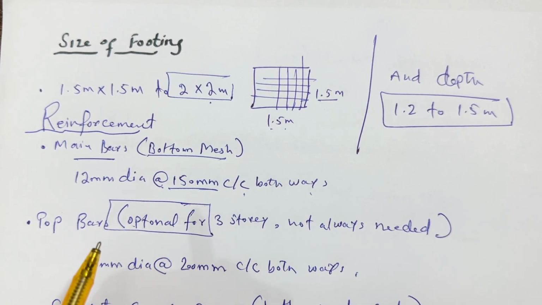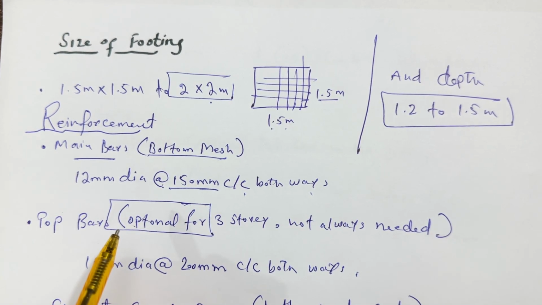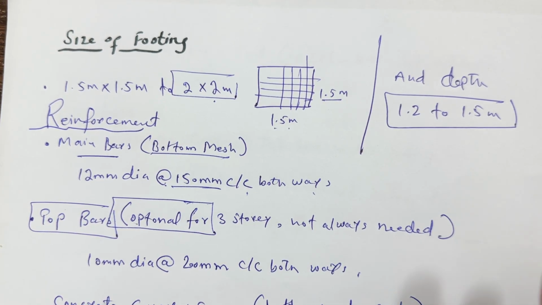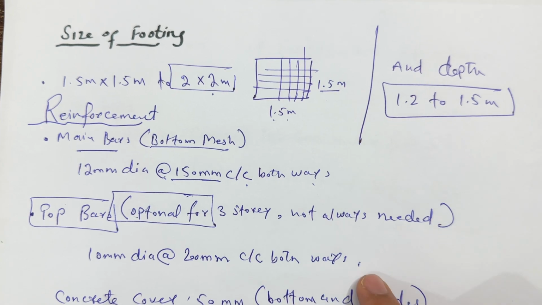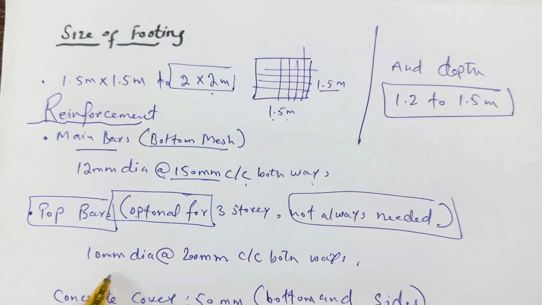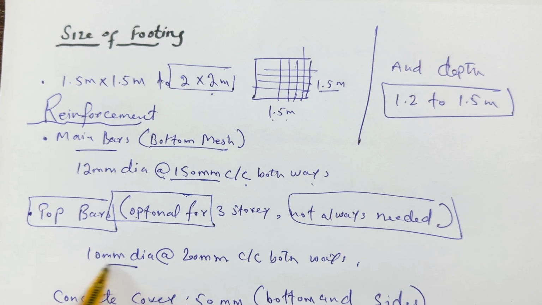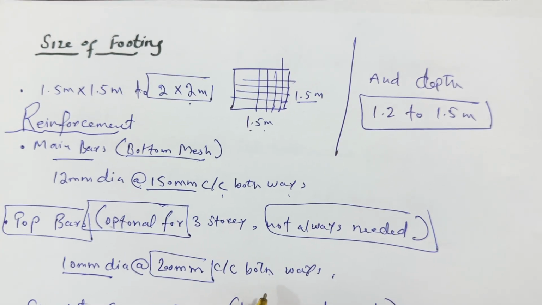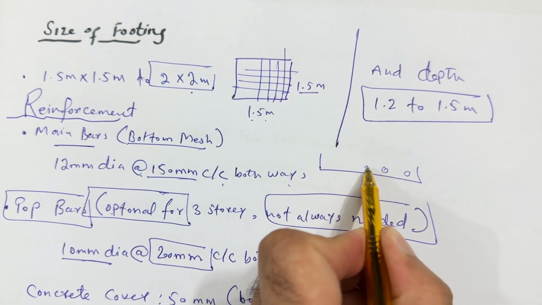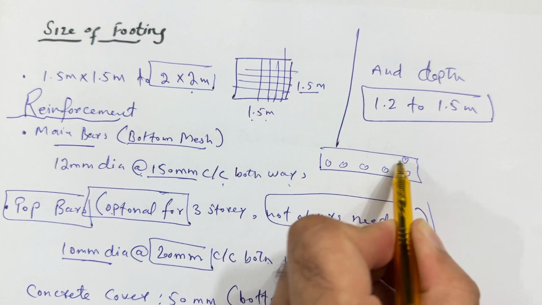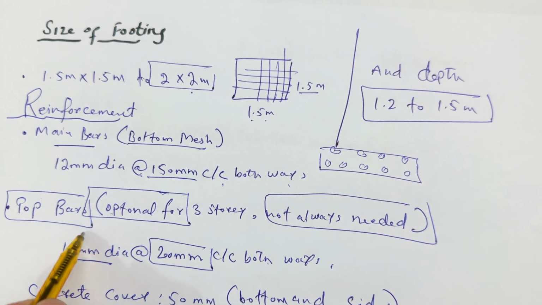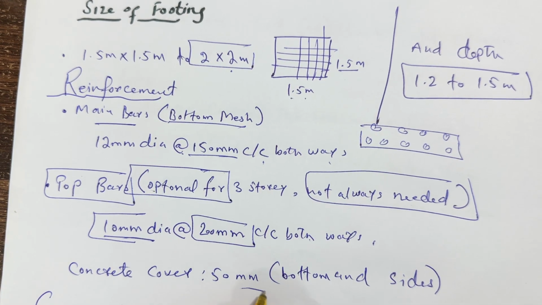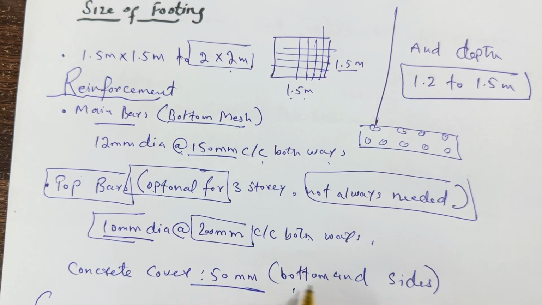If you are using them, it's up to you, but I recommend that if you are going more than 3 stories, the top bar should be placed. It also depends on the structure load, but this is not always needed. If required, use 10 millimeter diameter with 200 millimeter center to center distance. This is called W mesh, same like this, guys. You can see these are bottom bars and these are top bars if required. The spacing should be maximum, and the diameter should be less than the bottom bars. Next, concrete cover should be 50 millimeter for bottom, top and sides.